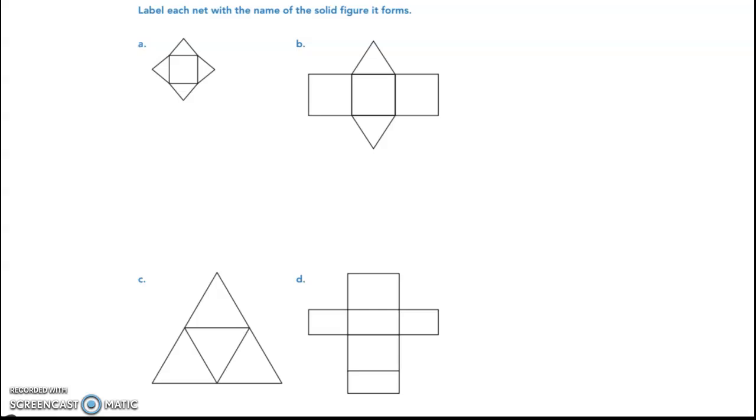So, this part is telling us to label each net with the name of the solid figure it forms. It is important to know that 3D figures, so the prisms and the pyramids, are named by the shape of their base. So for example, on shape A, this shape right here, that's a rectangle. And then I can see that it has triangles that are going to fold up into a point. So this would be a rectangular pyramid.